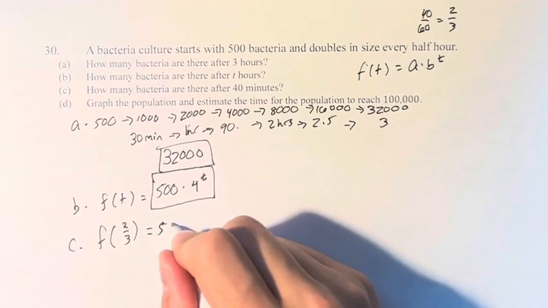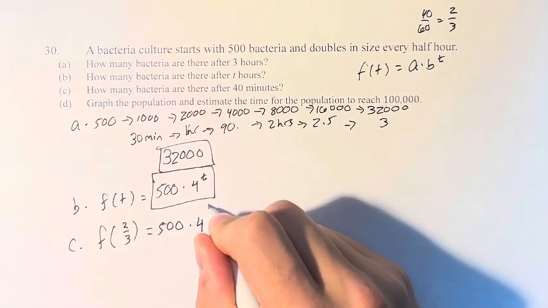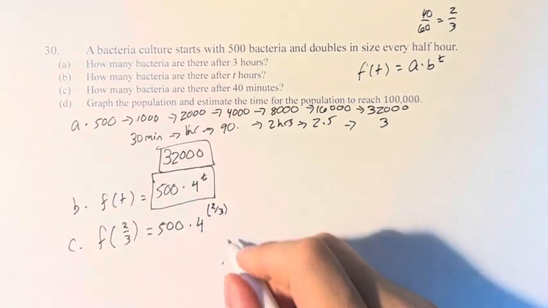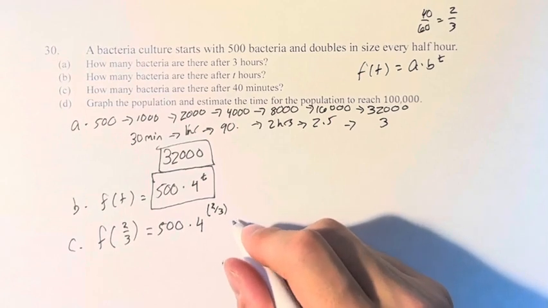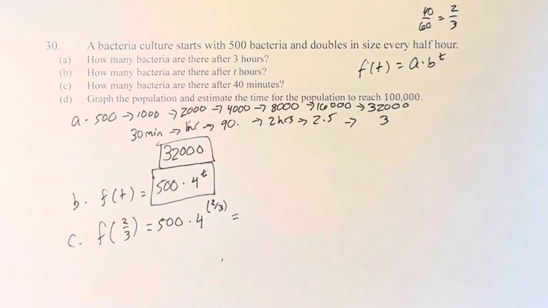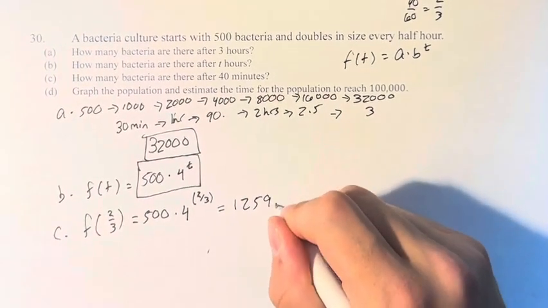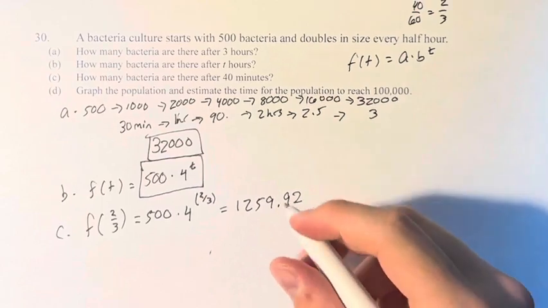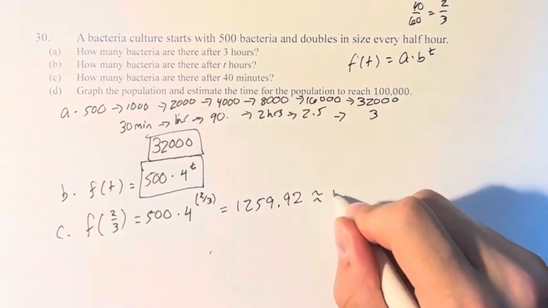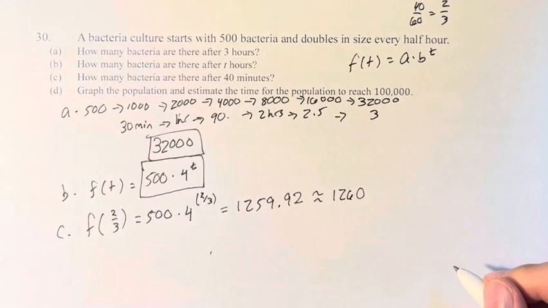So we do 500 times 4 to the 2/3, and you just do this out in your calculator, and what you get is 1,259.92 bacteria. So we would estimate 1,260.